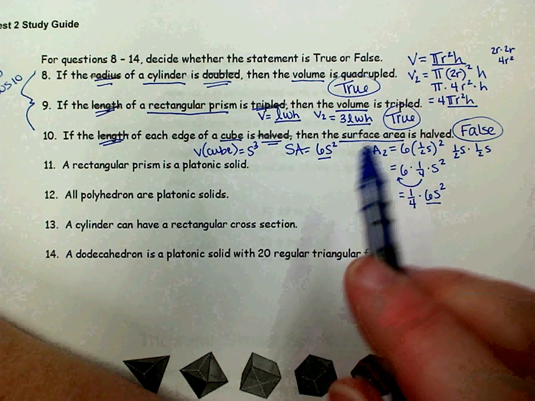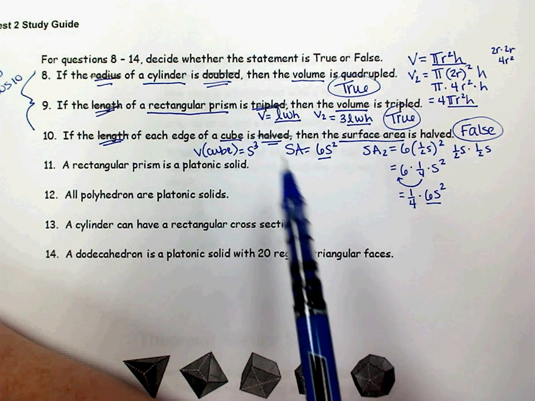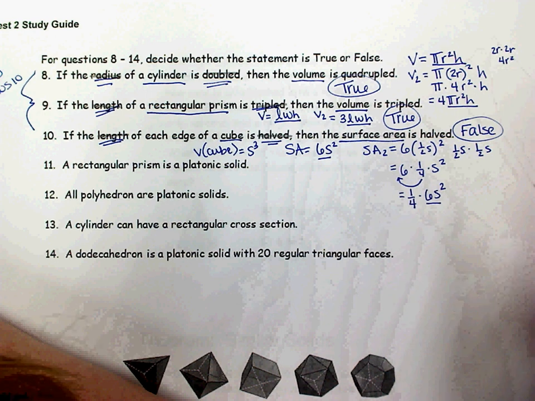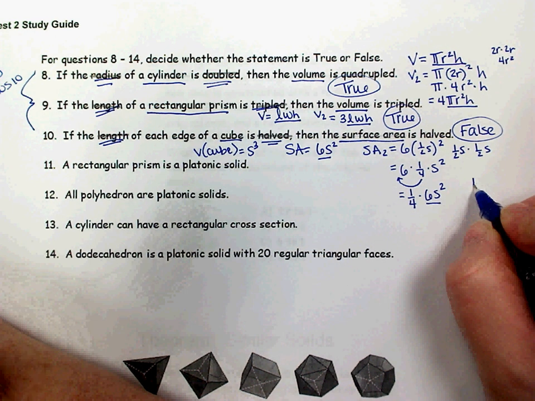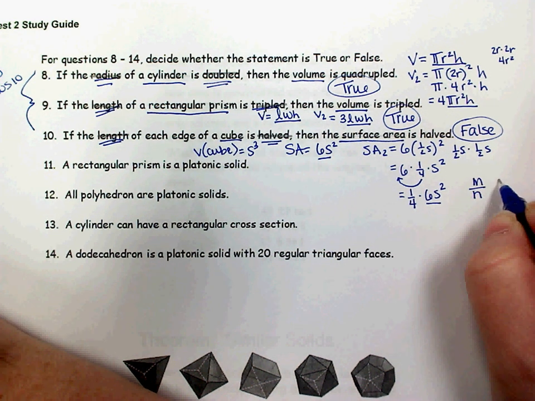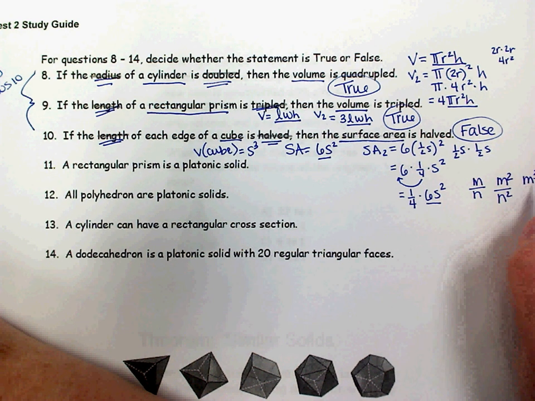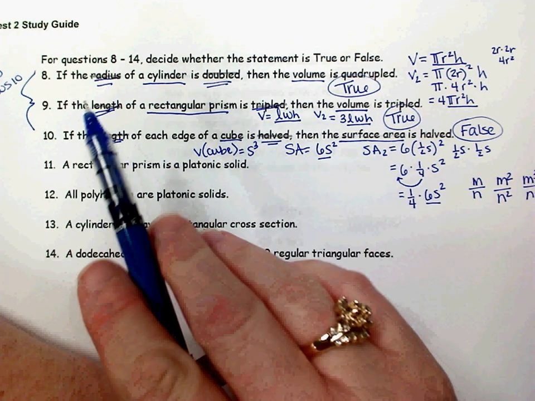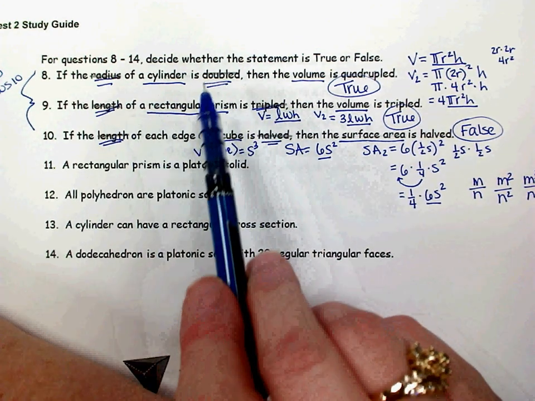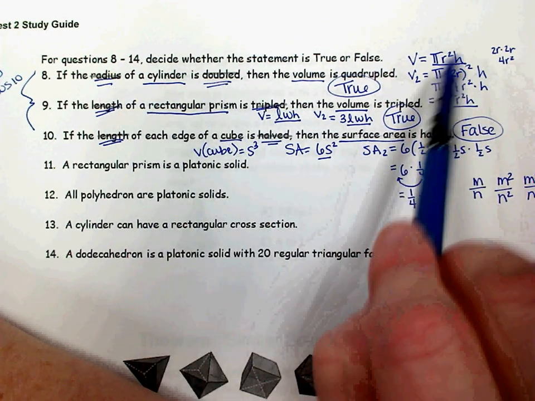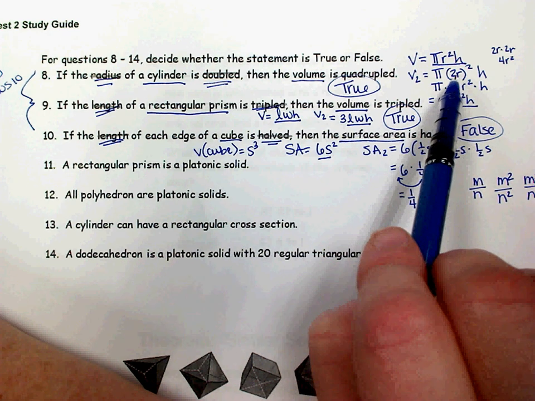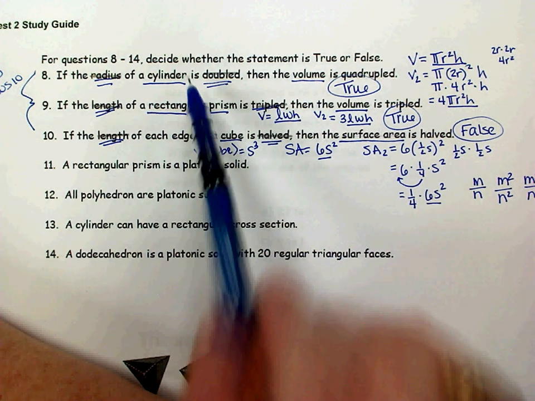If you want to go back and see if these create similar solids or not, you can use our rule of, if you know the linear ratio is m over n, then the surface area is m squared over n squared, and the volume is m cubed over n cubed. You can't use that on number 8, because if you only double the radius, you're not creating a similar solid. You'd have to double both the radius and the height. So you can't use that on number 8.